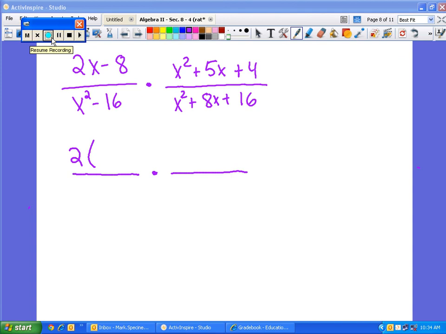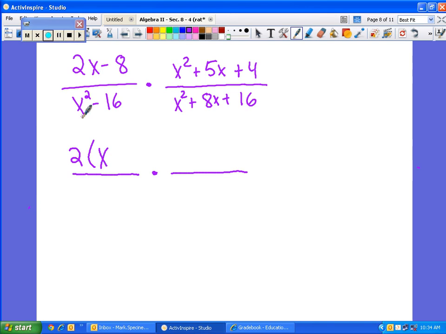Okay, what happens when I divide 2 from 2x? What's left over? X. Minus, bring my sign down, and then 8 divided by 2 is 4. X squared minus 16 is a binomial, but it's got a square. It's the difference of 2 perfect squares. So the factoring of the difference of 2 perfect squares is x plus 4 and x minus 4.